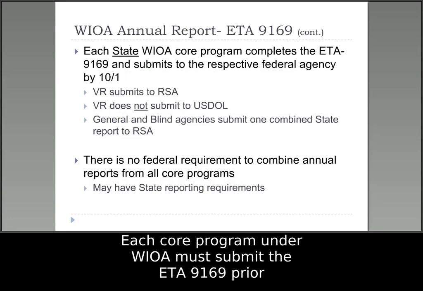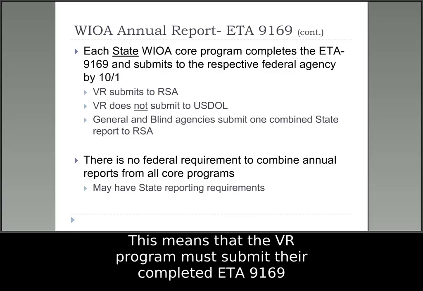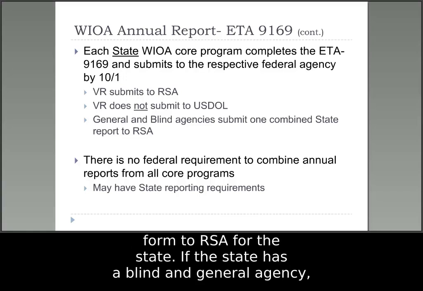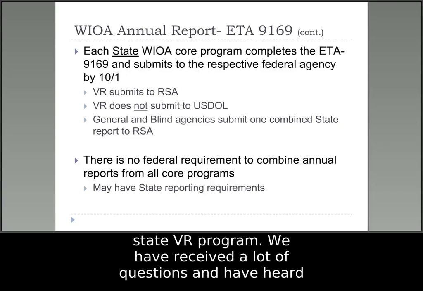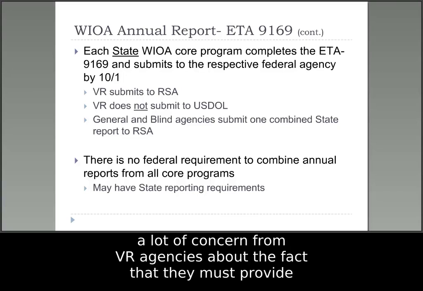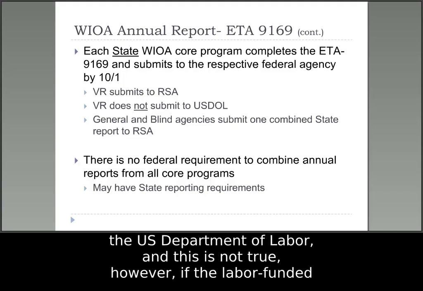Each core program under WIOA must submit the ETA 9169 prior to October 1st annually to satisfy WIOA reporting requirements. This means that the VR program must submit their completed ETA 9169 form to RSA for the state. If the state has a blind and general agency, the two agencies must work together to complete one report for the state VR program. We have received a lot of questions and I've heard a lot of concern from VR agencies about the fact that they must provide their completed ETA 9169 to their state labor agency for submission to the U.S. Department of Labor. And this is not true.